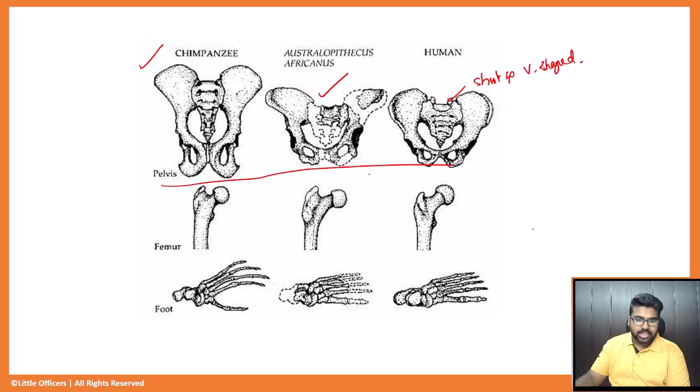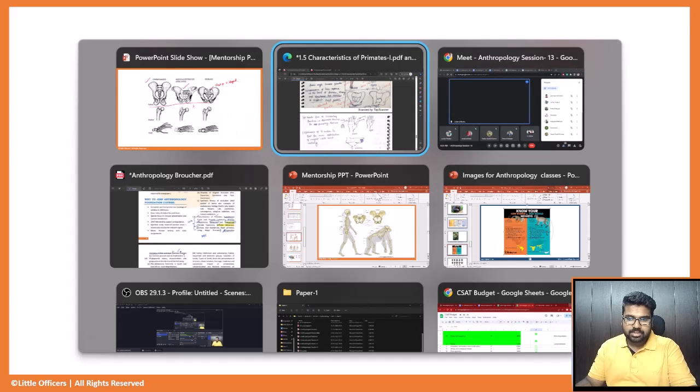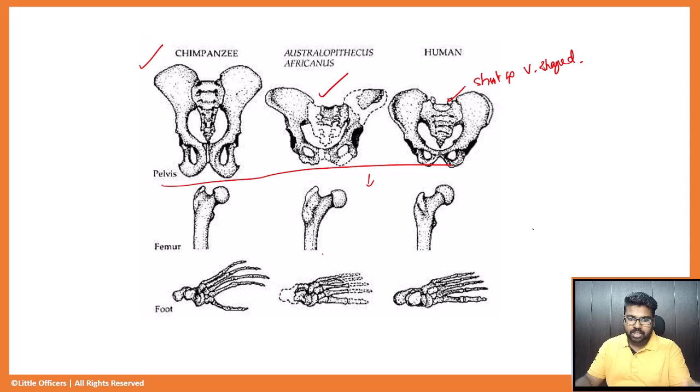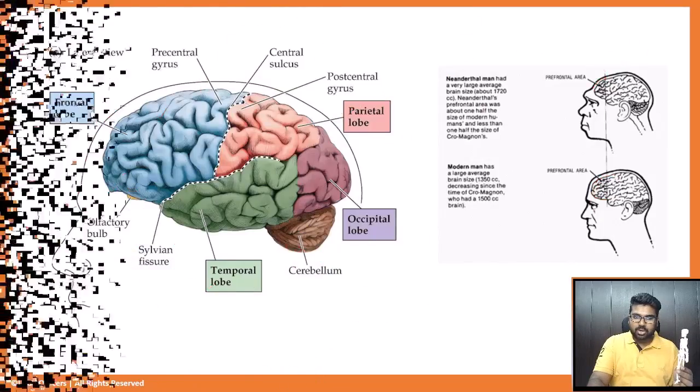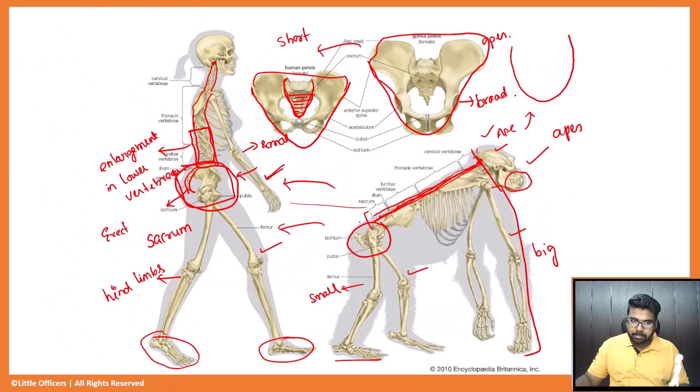Now let us go to the next portion, that is the femur bone. Femur bone means thigh bone. See, the thigh bone is the longest bone in the entire body. This is the biggest and longest bone generally, and a strong one also. And the positioning of the femur bone, look at this. This is not straight. In case of apes and all, the femur bone is very much straight. There is no angle and it is very much straight.